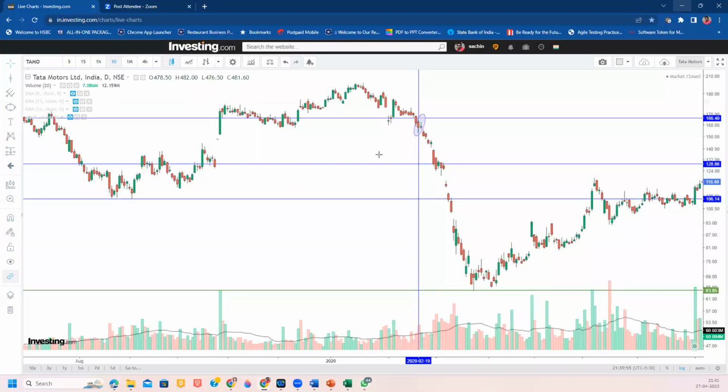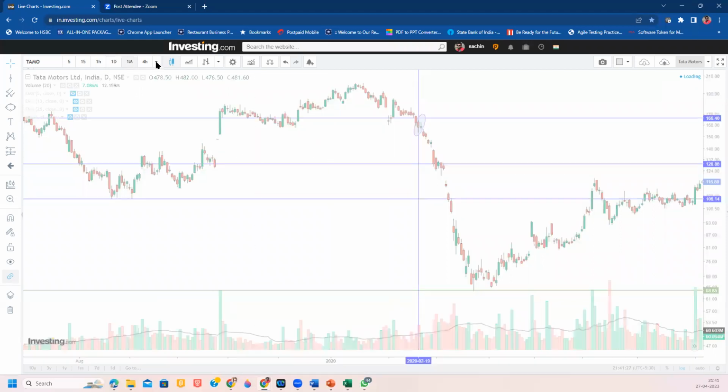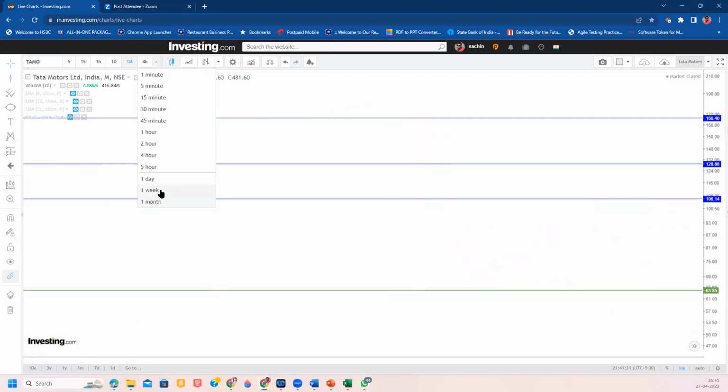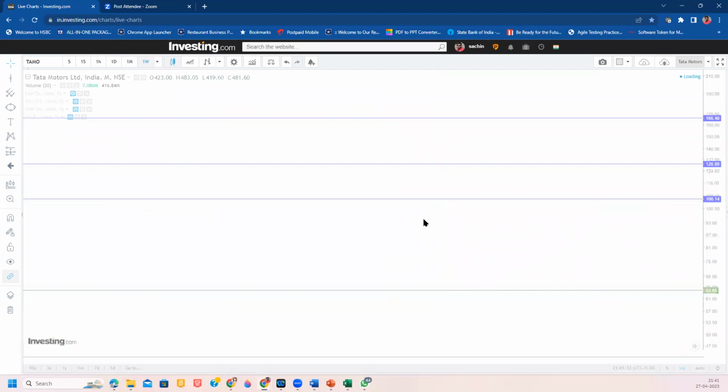Daily is the time frame in which we are going to trade, but to look at the MACD or TI indicator, we need to go to a higher time frame, either the monthly time frame or the weekly time frame. So let us go one time frame higher. I'm selecting the weekly one.